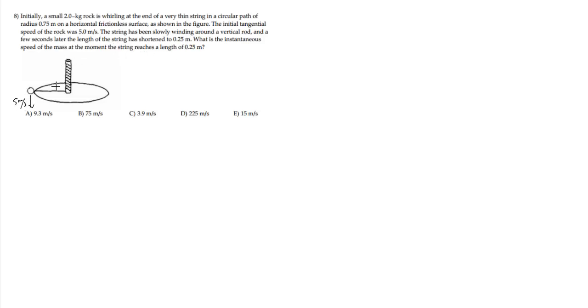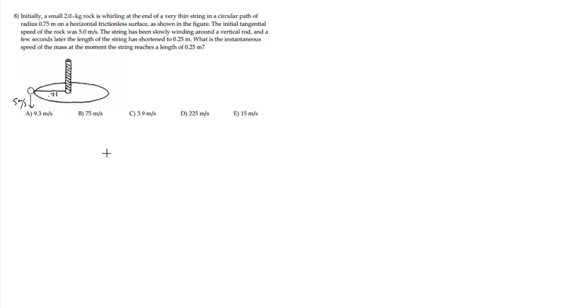And a few seconds later, the length of the string, which was originally 0.75, goes down to 0.25 meters. So the string has been slowly winding around the vertical rod, and a few seconds later the length of the string has shortened to 0.25 meters. What is the instantaneous speed of the mass at the moment the string reaches 0.25 meters? So as soon as the radius is 0.25, what is our new tangential velocity? So not rotational.